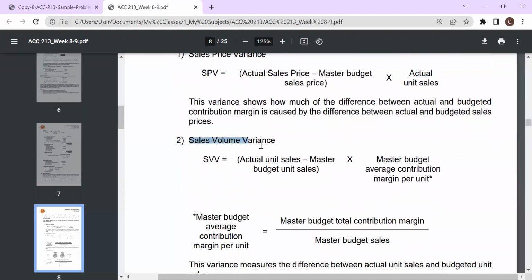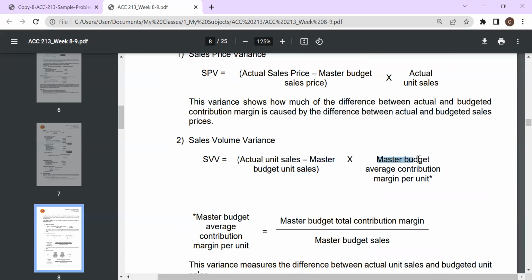Second is the sales volume variance. So ito magma-matter din kung gaano kadami yung nabenta ng manager or ng entity. So how do we compute the sales volume variance? So that's the actual unit sales, meaning the actual sales volume minus the budgeted sales volume, or the master budget unit sales. Ilan yung actual na nabenta, ilan yung budgeted mo na dapat mabenta.